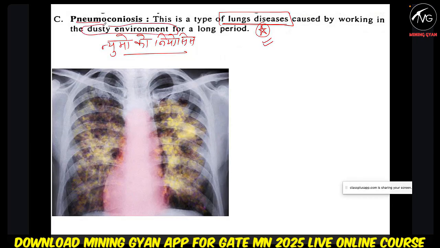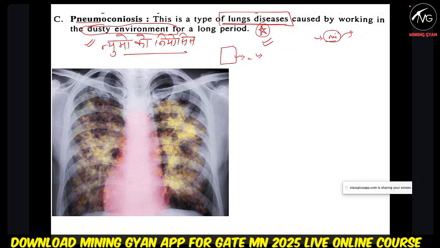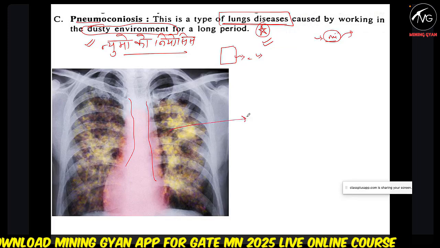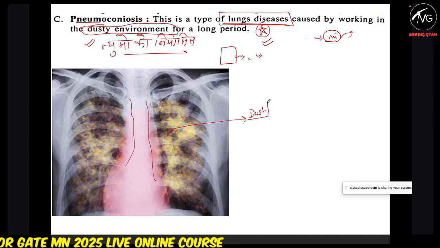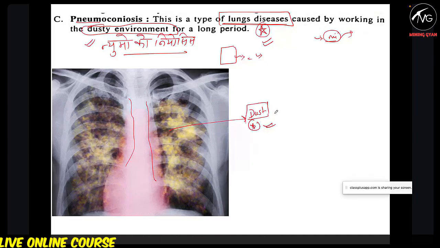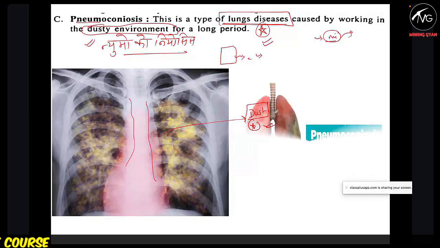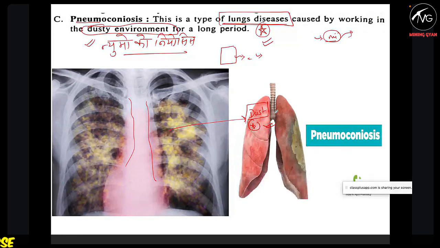Dust environment. If you are standing in the dust, because we are mining people, we have to stand in a dusty environment, so we can easily catch this type of disease if you don't use a dust mask. And if you are using a dust mask, you can still catch it, but it will protect you. It will affect your lungs if you stay for a long duration or long period, your lungs may be affected. Pneumoconiosis.